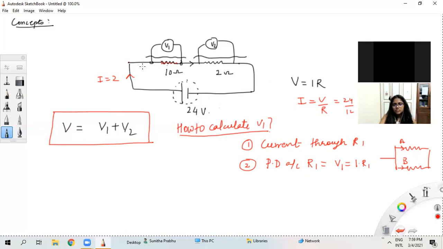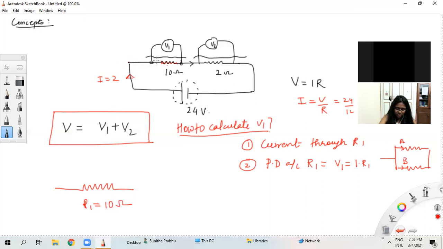Is it okay? So this is R1. I am separately taking and showing you. See, this is R1 is equal to 10 ohms. What is the current flowing through this? Hey bro, this is a series circuit. So 2 amps will flow through this. I is equal to 2.